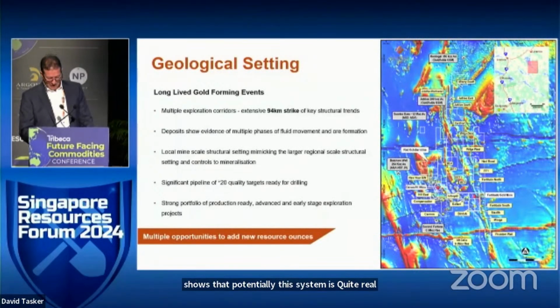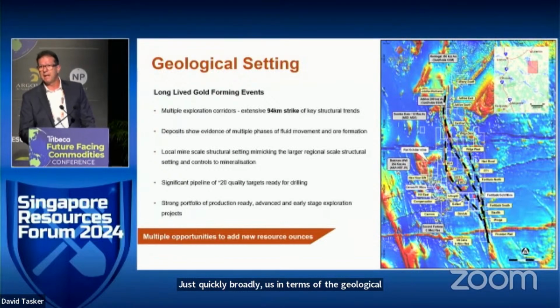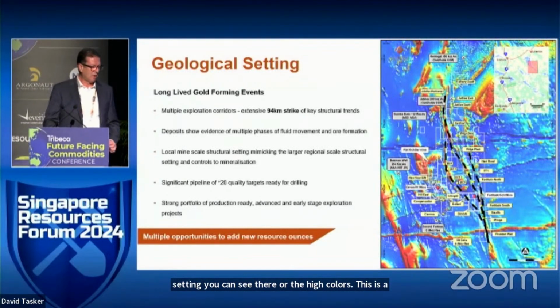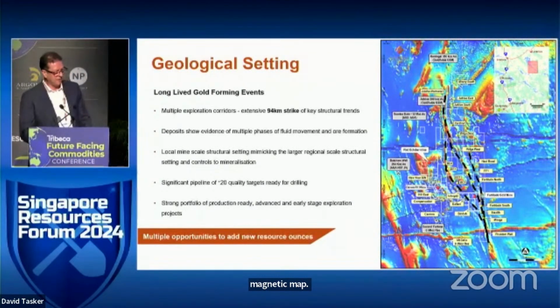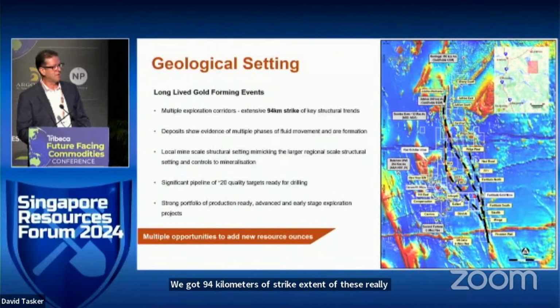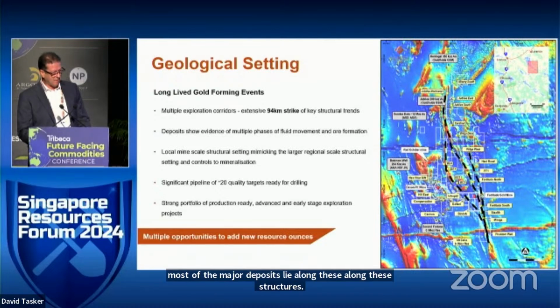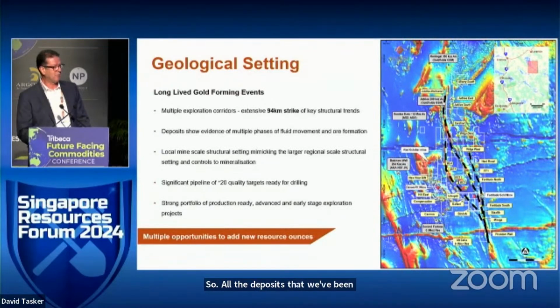Just quickly, broadly, in terms of the geological setting, you can see there all the high colours. This is a magnetic map. We've got 94 kilometres of strike extent of these really strong magnetic signatures, and you'll see there that most of the major deposits lie along these structures. So all the deposits and prospects that we've been looking at sit along those as well.